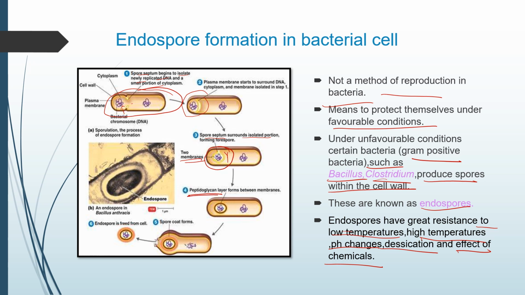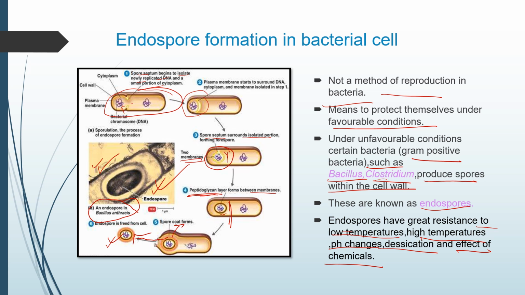Then peptidoglycan, the cell wall layer, forms between the membranes. After the peptidoglycan layer is formed, the spore coat is formed and the endospore is freed from the cell. The example given here is Bacillus anthracis. Clostridium also produces spores within the cell wall, called endospores. So I have taken two examples, Bacillus and Clostridium, and shown Bacillus anthracis.